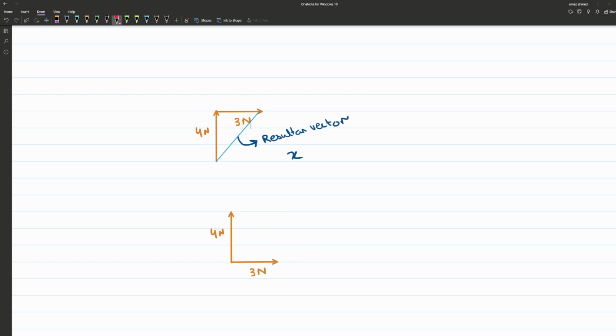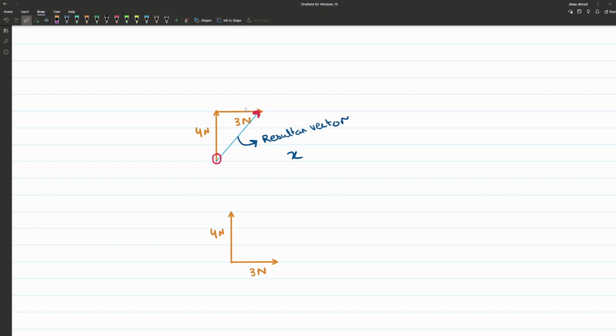Okay, so another thing I want to talk about is how we can logically solve this question. We can see that our resultant vector is going to be in this direction. The tail of the resultant vector is going to meet one of the tails, and the head of the resultant vector is going to meet one of the heads. So in this case, the resultant vector tail is meeting the tail of the 4 Newton vector, and the head of the resultant vector is meeting the head of the 3 Newton vector.